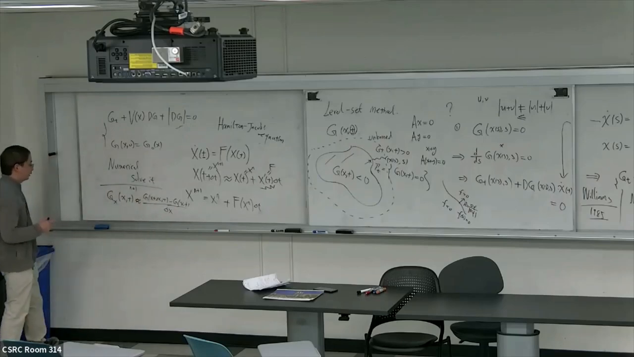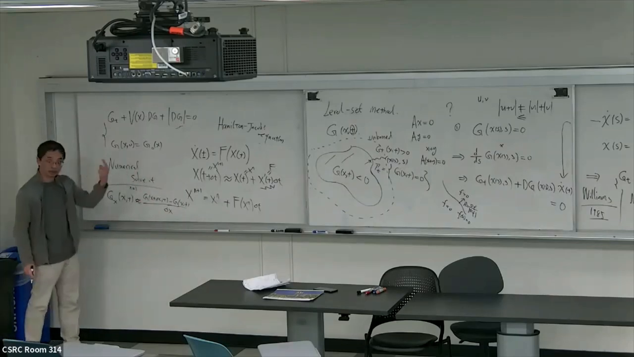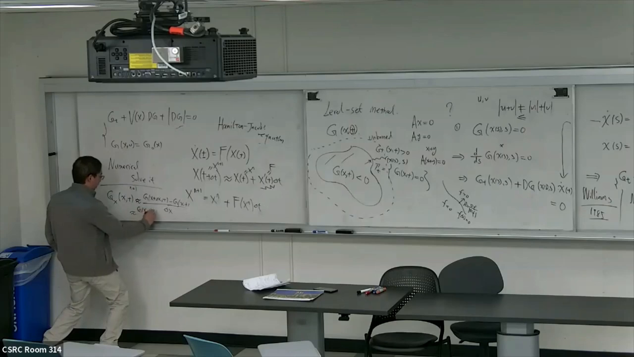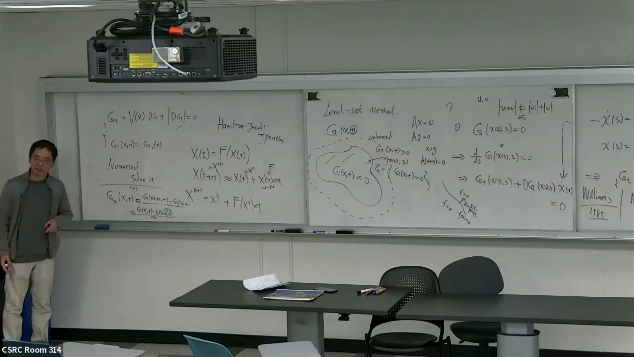But then here there's a subtle point. This one goes from the right. So why don't you go from the left: g of x, t, minus g of x minus delta x, t, divided by delta x. You do this differentiation. At first you would think, what's the difference? They should be the same.